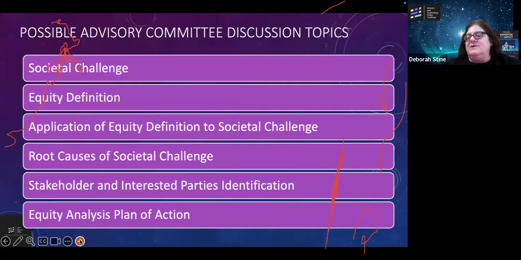So this might be what you would do in an advisory committee discussion. You talk about the actual societal challenge. You agree upon a definition of equity, and then you want to apply that equity definition to whatever the societal challenge is. Talk about the root causes, have a list of stakeholders and interested parties prepared for the discussion, and then have them look at your equity analysis plan of action.